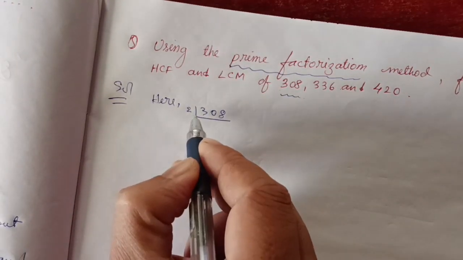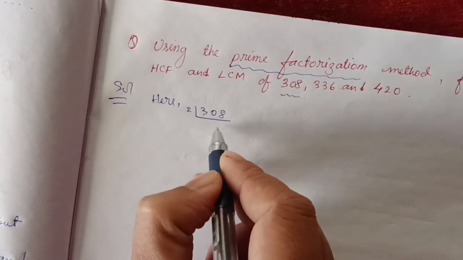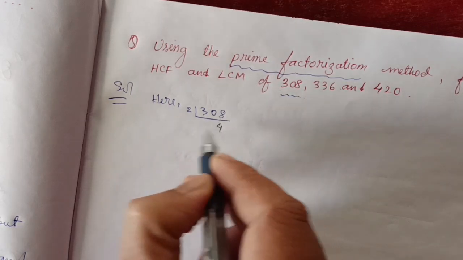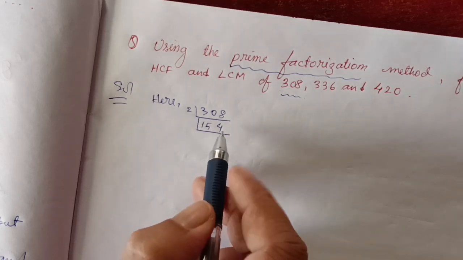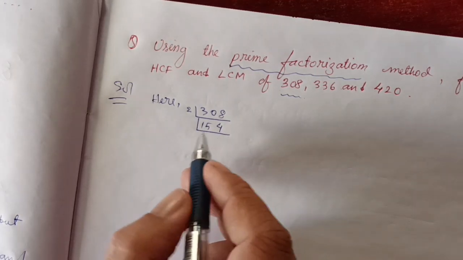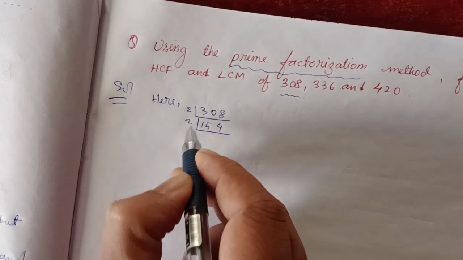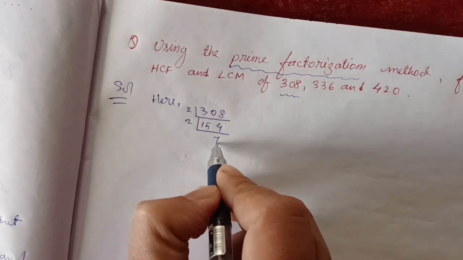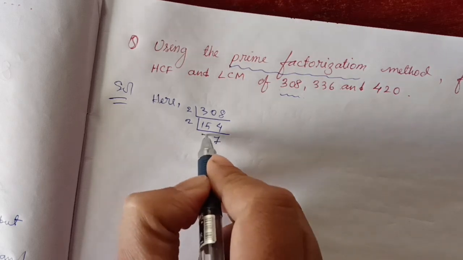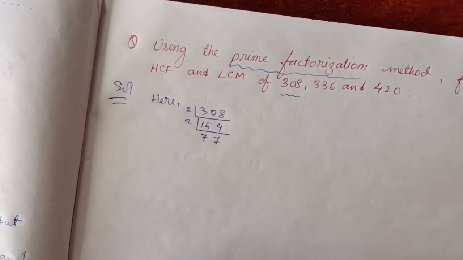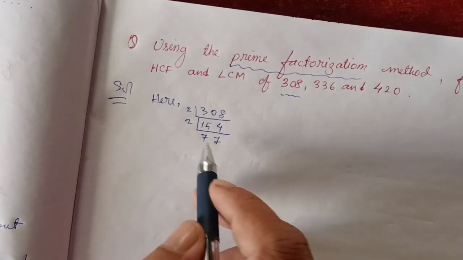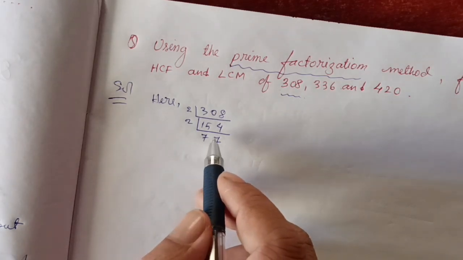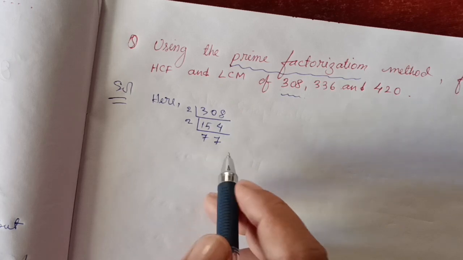If 308 is divided by 2, you get, it's very easy, 2 4s are 8, then 2 15s are 30, so 154. Still 154 is an even number, so we can still divide by 2. 2 7s are 14, then we get 77. Now 77 is not an even number anymore.